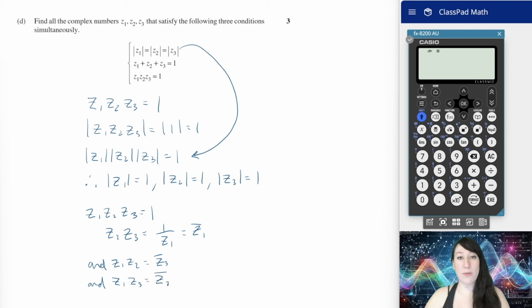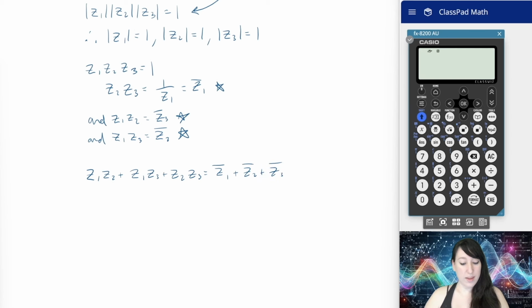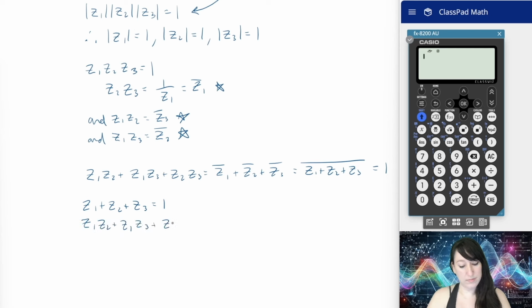Now let's consider the sum of these three facts. We know that the conjugate is able to be separated over addition, and so it can also be recombined over addition. And we already know that the sum of the three complex numbers equals 1. The conjugate of 1 is 1. Now at this point we have three facts that are going to lead us to the next part. We know that the sum of the three numbers is equal to 1. We know that the sum of their pairwise products is equal to 1. And we know that the product of the three is equal to 1.